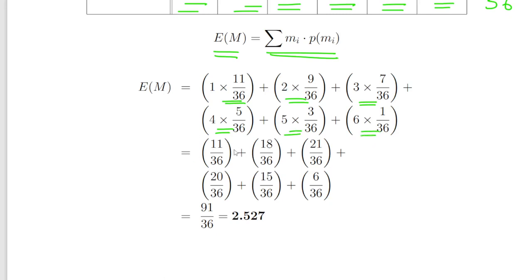So essentially what we could do is just reduce them down a little bit. And what you should end up with is 91 over 36, which is 2.527. So that's it.